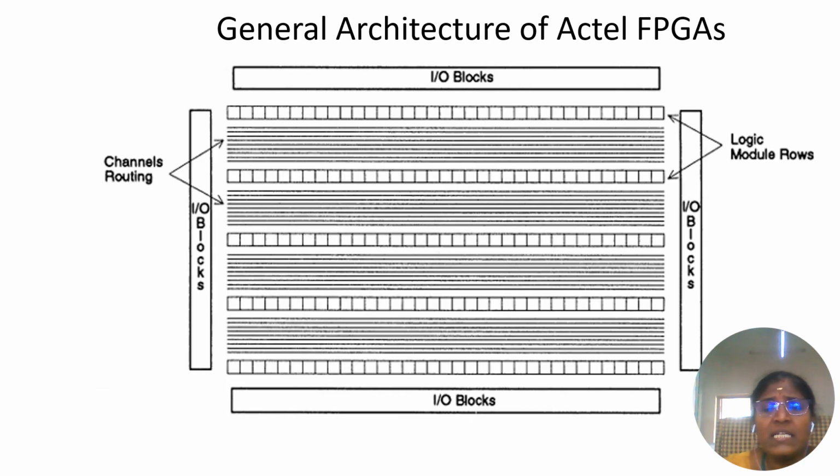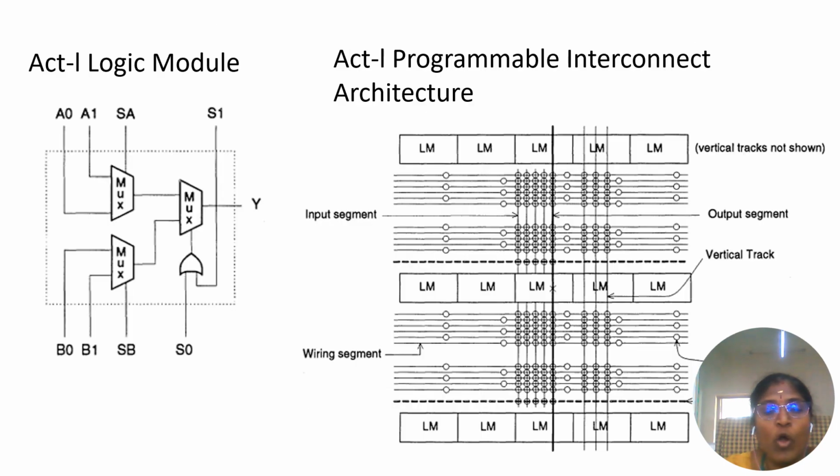The next one is the general architecture of the Actel FPGA. This is called the logic blocks. Then this is called the channel routing. It has only row-wise channel routing. Then on the outer lines we have the I/O blocks. This is the logic module of Actel Act. It has three multiplexers, 1, 2, 3, and the select lines are used to select the respective multiplexers.